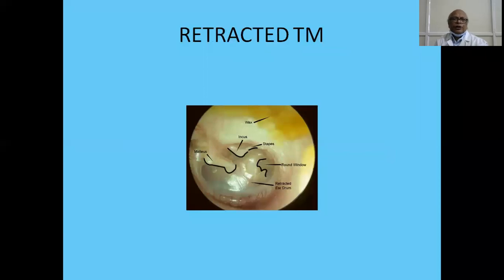This is the picture of a retracted tympanic membrane. As you all know, one of the important constituents of the middle ear cavity is air. The pressure both inside and outside the tympanic membrane is the same. It should be the same. If the pressure outside the tympanic membrane is more or inside is less, the tympanic membrane is retracted, giving rise to hearing loss, as in this case. It will take a funnel shape.